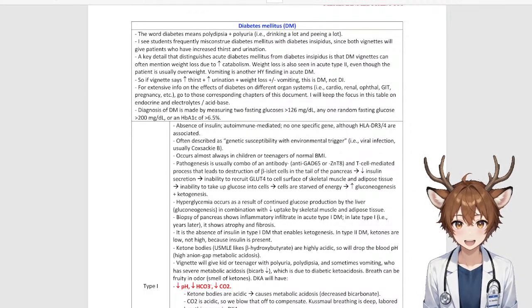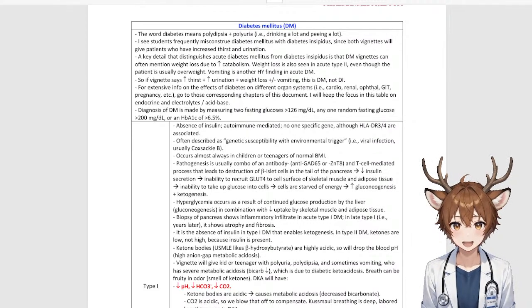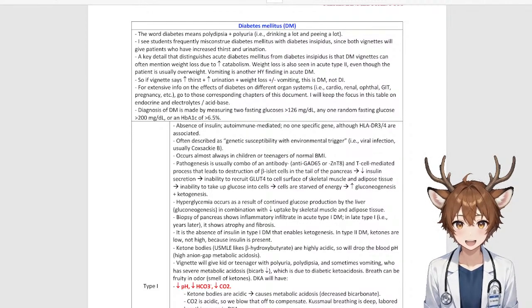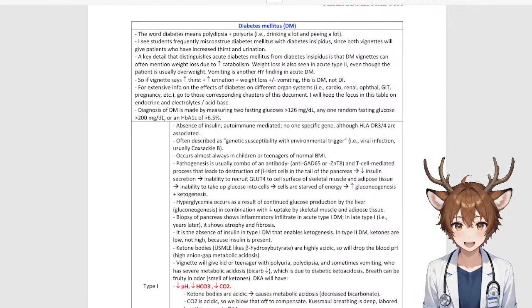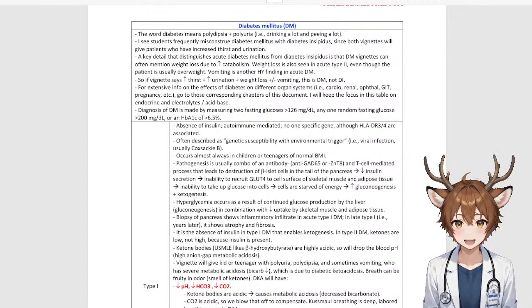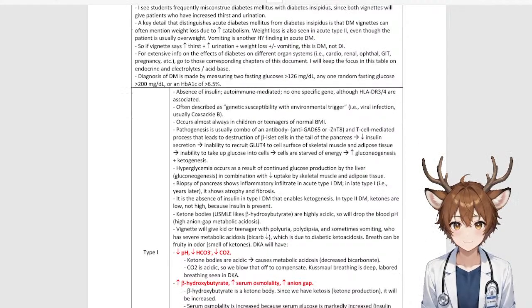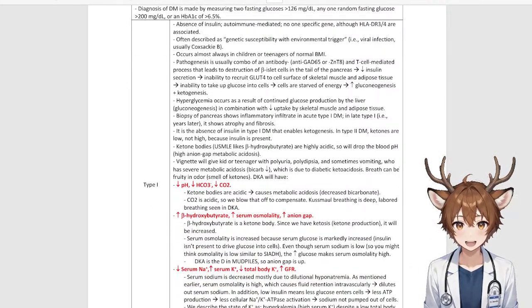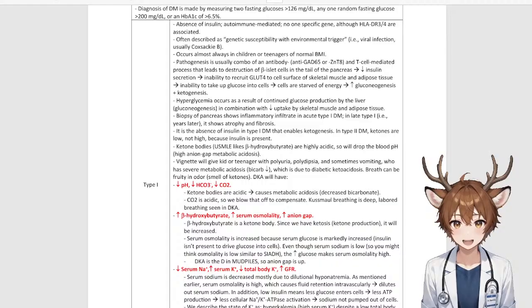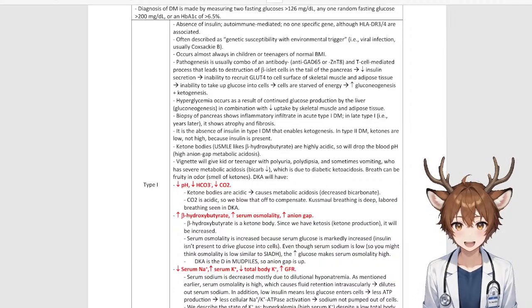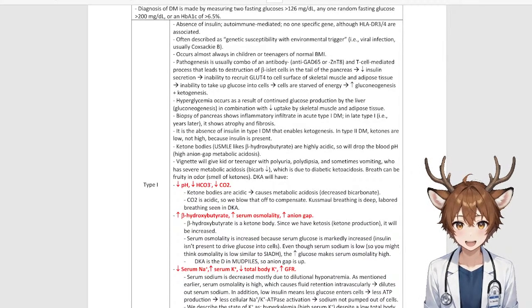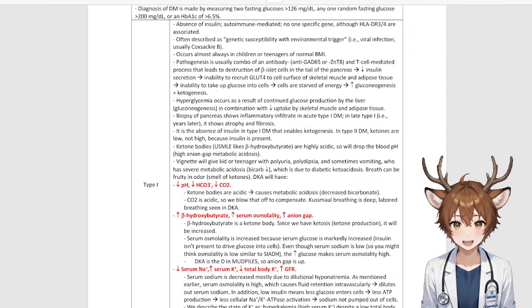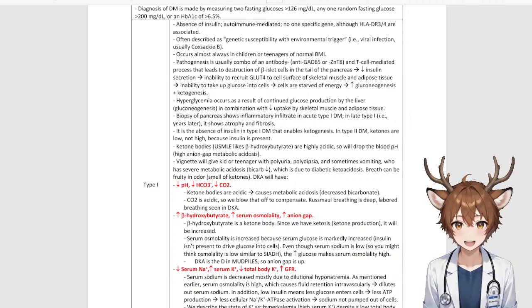Diagnosis of DM is made by measuring two fasting glucoses of greater than 126 mg/dL, any one random glucose greater than 200, or an A1C of greater than 6.5%. So type 1: absence of insulin, autoimmune mediated, no specific gene, although HLA-DR3/4 are associated. Often described as a genetic susceptibility with an environmental trigger, that is to say viral infection, usually Coxsackie B. It occurs almost always in children or teenagers of normal BMI.